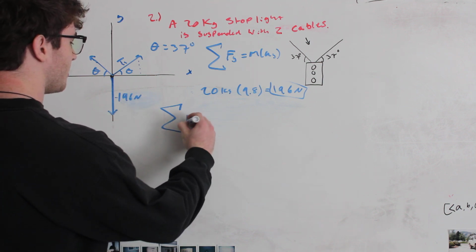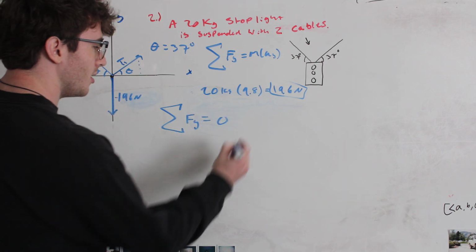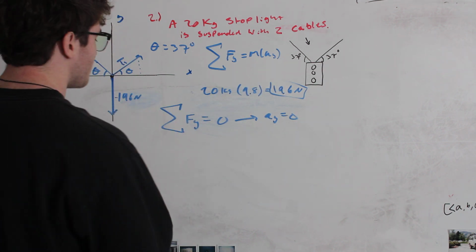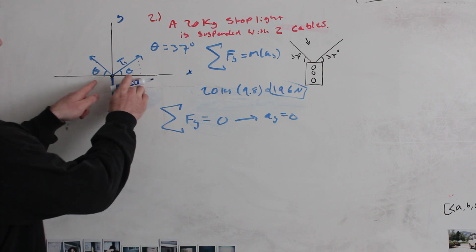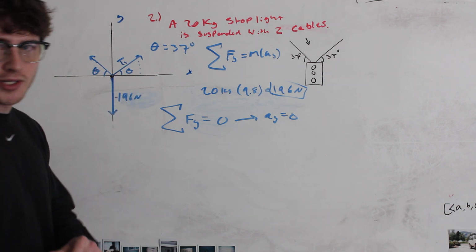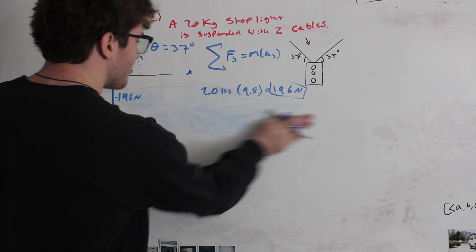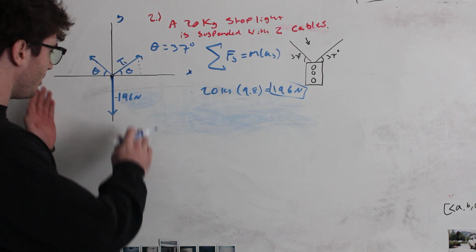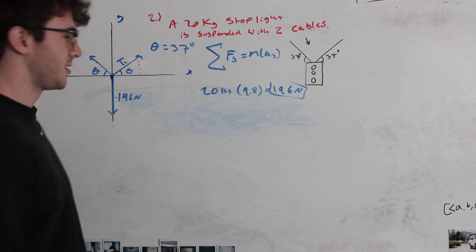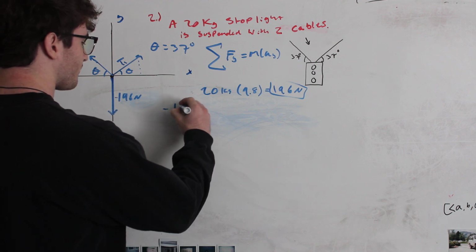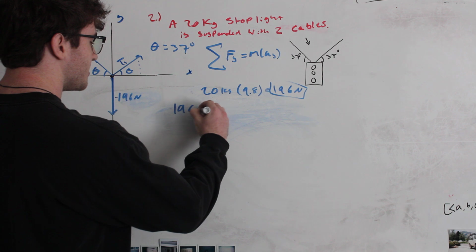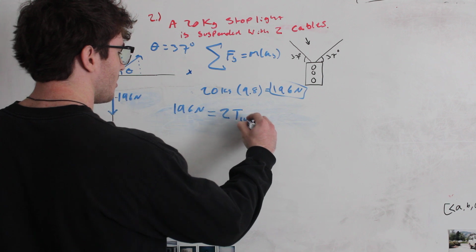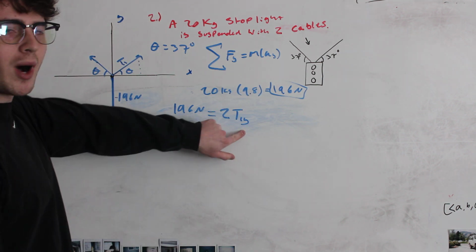our sum of forces in the y direction needs to be equal to 0, which means our acceleration needs to be equal to 0. For this condition to hold up, we've got two forces acting in the positive y direction here. So that means 2 times that upwards y component of the tension needs to be equal to the opposite, or just 196 newtons. That being said, 196 newtons is equal to 2 times the tension in 1 sub y, called the y component.